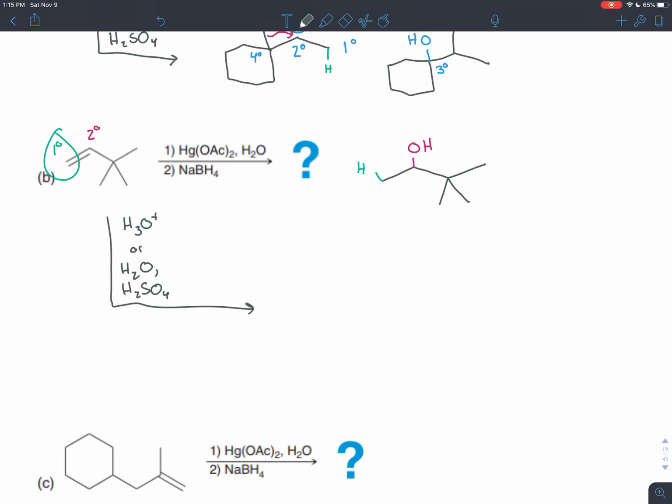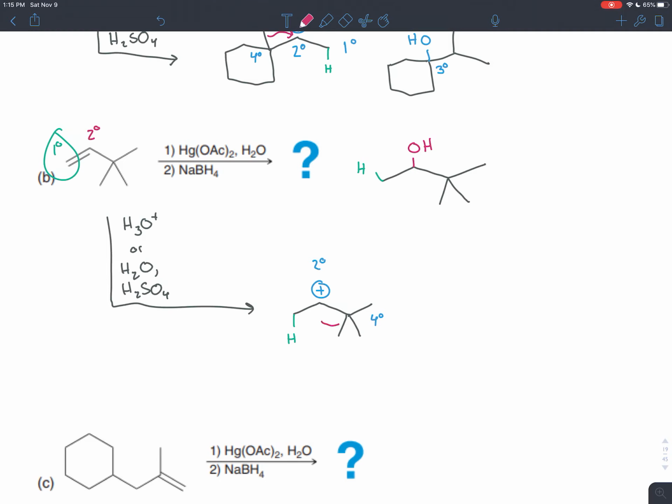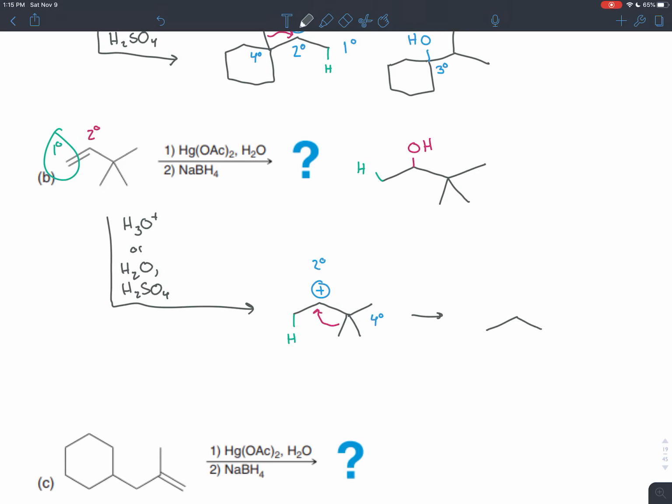Well, if you did that, after the first step, you would get Markovnikov addition of the H, and the other carbon in the double bond would have a carbocation. That would be a secondary carbocation. The carbon next door is bonded to 1, 2, 3, 4 carbons, so that is quaternary. You could have a methyl shift, so one of these CH3s picks up its electrons and moves over to give you a more stable tertiary carbocation.